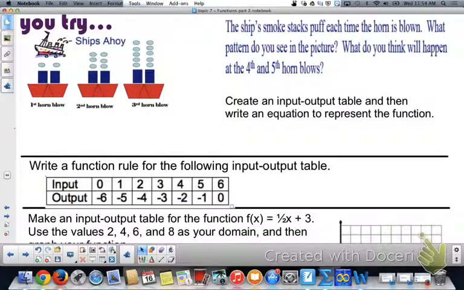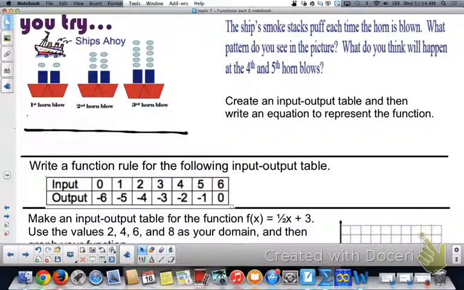Okay, this is topic 7, functions part 2, going over the U-tries. We have the ship's smokestacks puff each time the horn is blown. What pattern do you see in the picture, and what do you think will happen at the 4th and 5th horn blows? So, what pattern do you see?